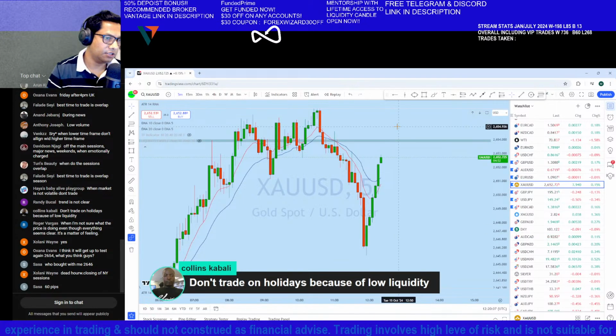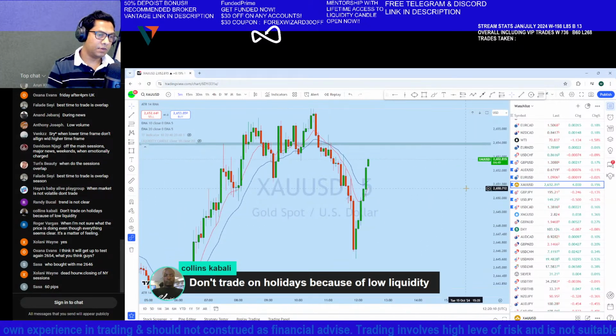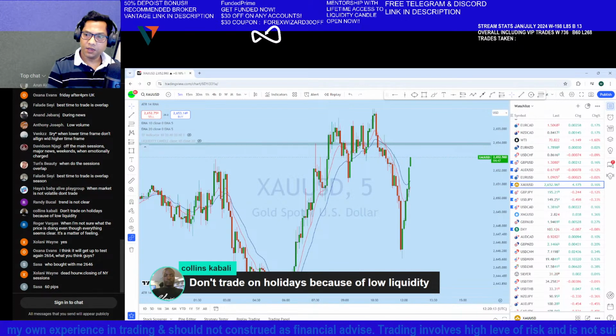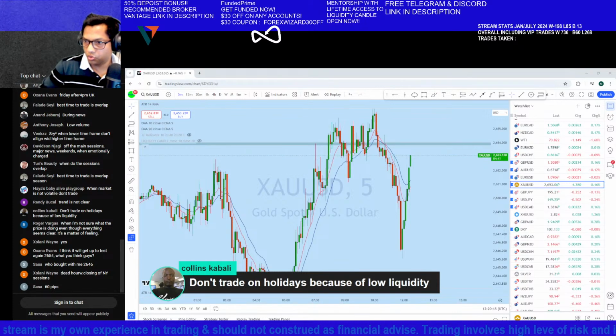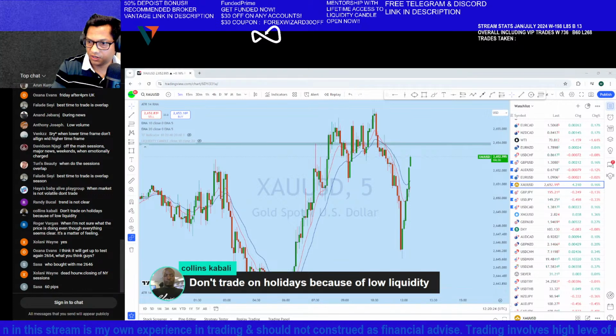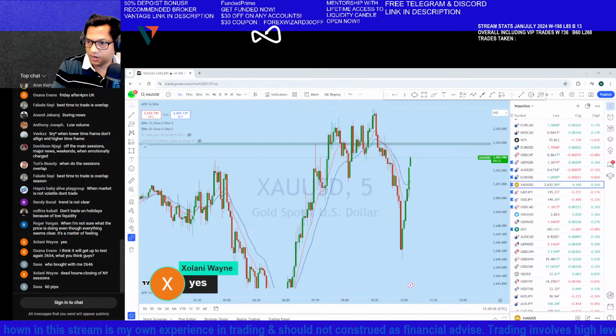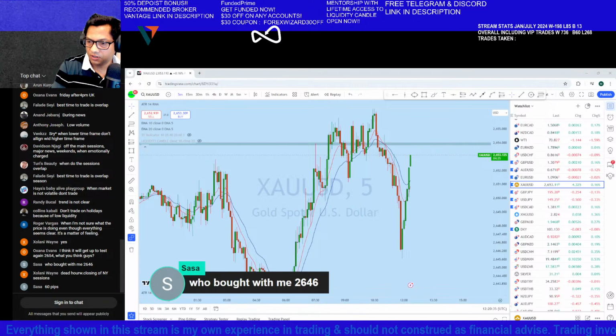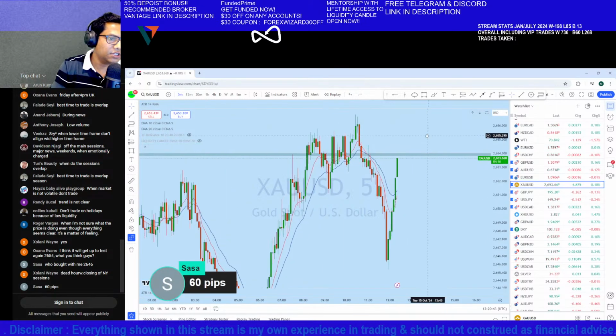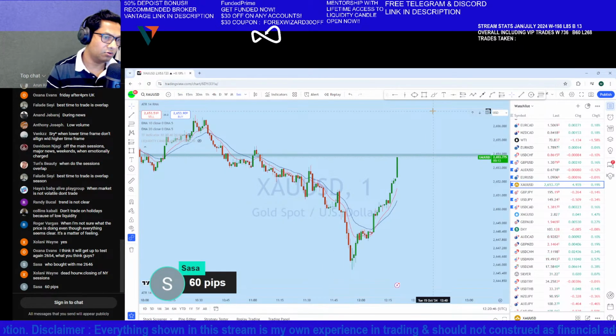This is a complete rejection with very strong momentum from the daily support. When I am not sure what the price is doing, even though everything seems clear, it's a matter of feeling. I think it will get up to test 2654 again. What do you think, guys? Who bought with me at 2646? 60 pips. Okay, you can see there is a complete breakout here.